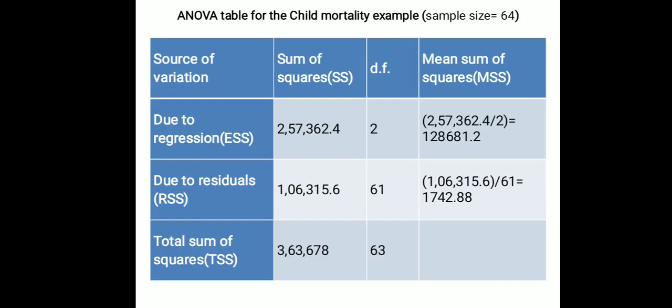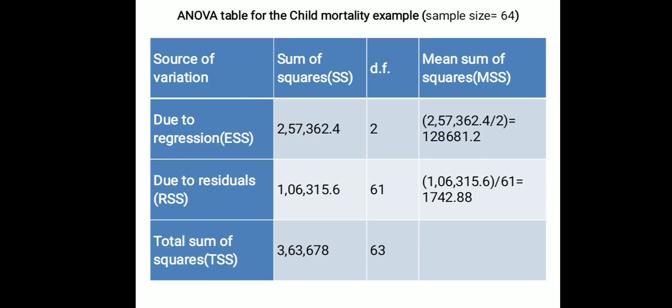Next, the ANOVA table for the child mortality example. I have taken the results from the book itself. The first column is the source of variation, then sum of squares, degrees of freedom, and mean sum of squares. Two sources of variation are there. One is due to regressors, that is the explained sum of squares. Then due to residuals, that is the residual sum of squares or error sum of squares.